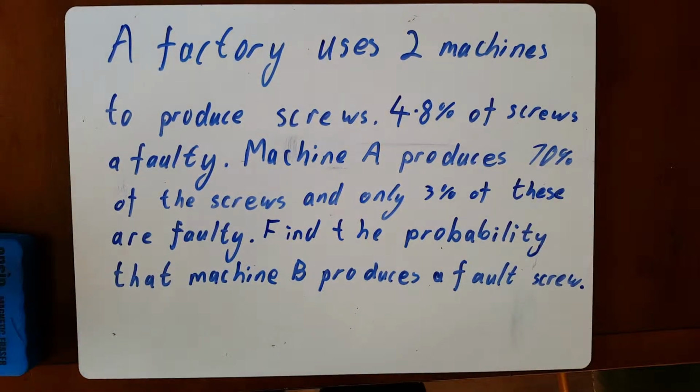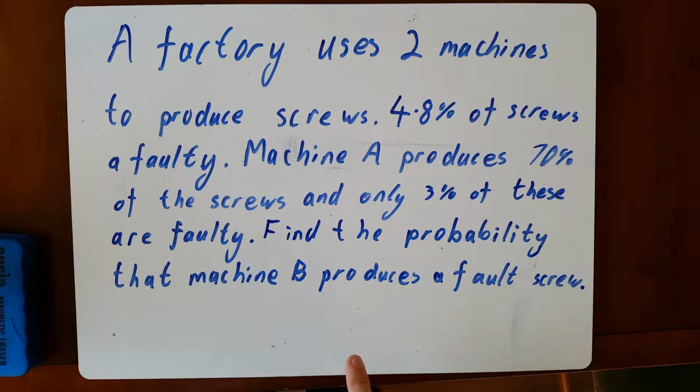Let's have a look at this probability question. We've been told that a factory uses two machines to produce screws. 4.8% of screws are faulty. Machine A produces 70% of the screws and only 3% of these are faulty. Find the probability that machine B produces a faulty screw.